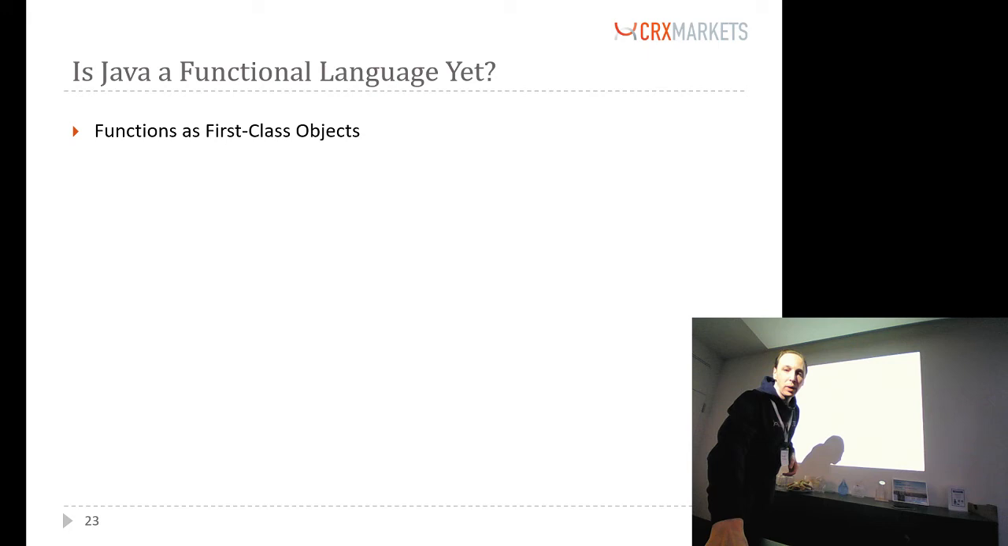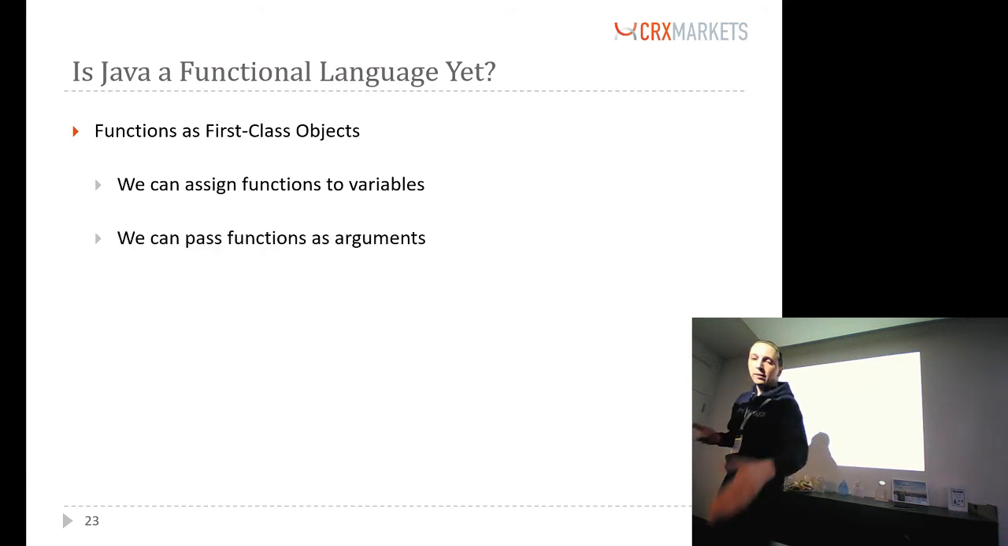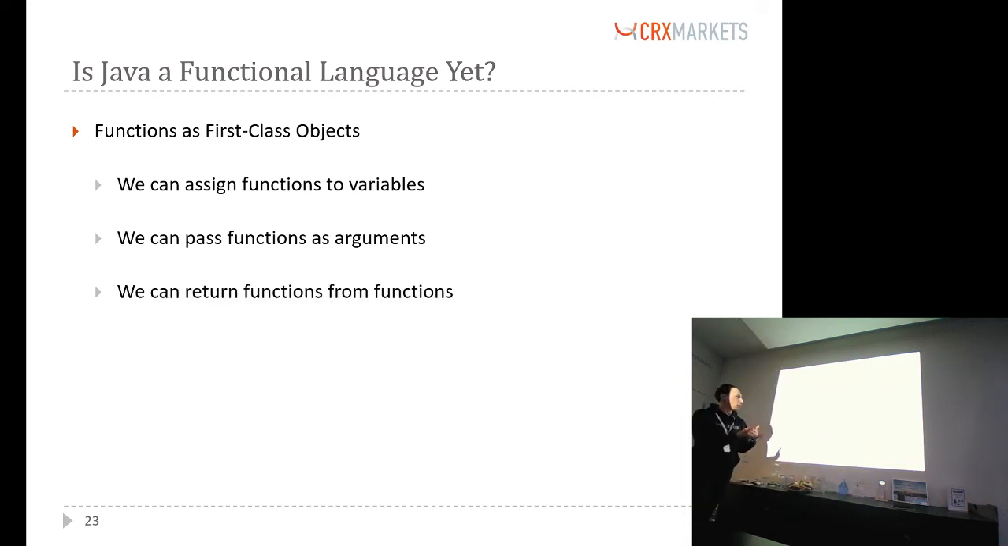Well, for me, a functional language is a language where the functions are first-class objects. But what does that mean? First of all, we can assign functions to variables. We can pass functions as arguments, and we can return them from other functions. This means that we can work with functions as with any other objects. Can we do this in Java? Well, as a matter of fact, yes, we can do this.